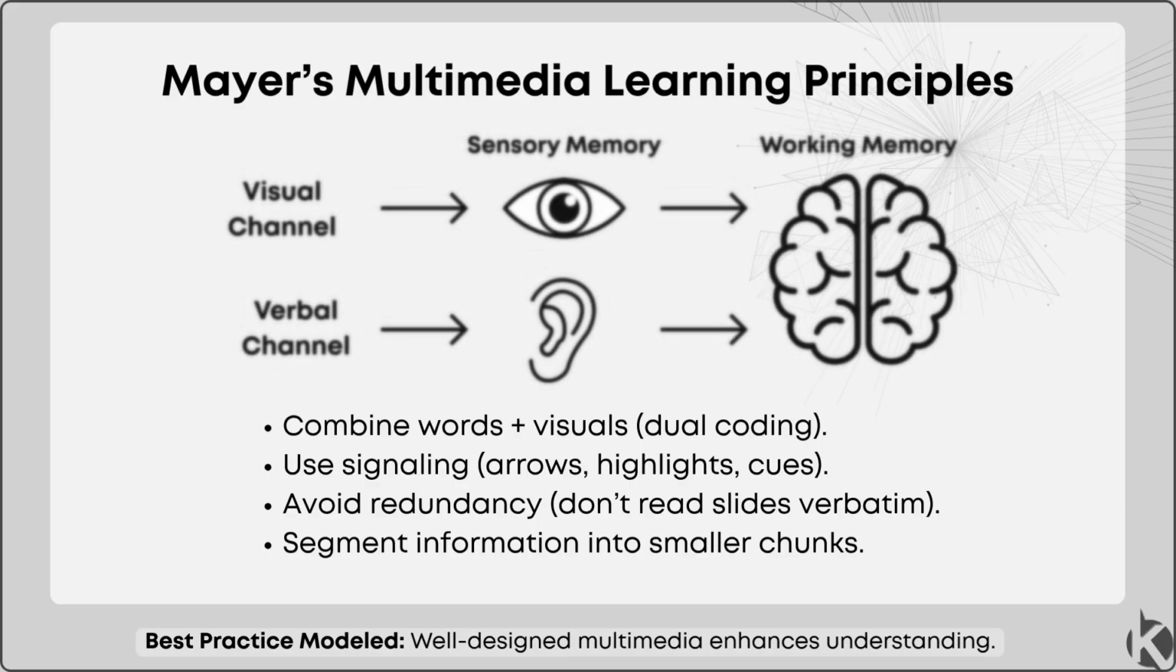Mayer's principles are about how people learn better with both words and visuals. For example, if you explain something and show a picture at the same time, the brain processes that information in two channels, visual and verbal. That's called dual coding. We also use signaling, like arrows, highlights, or bold text, to show learners what's important.